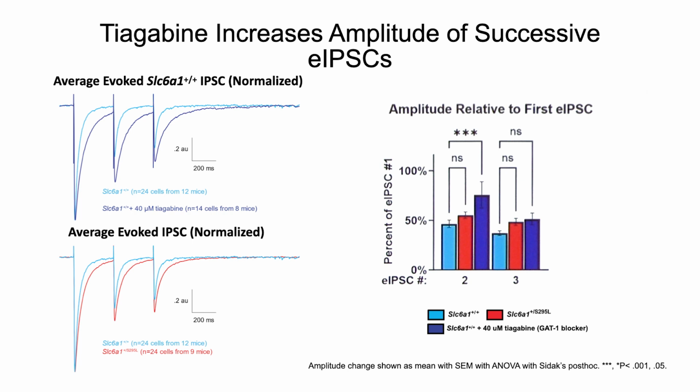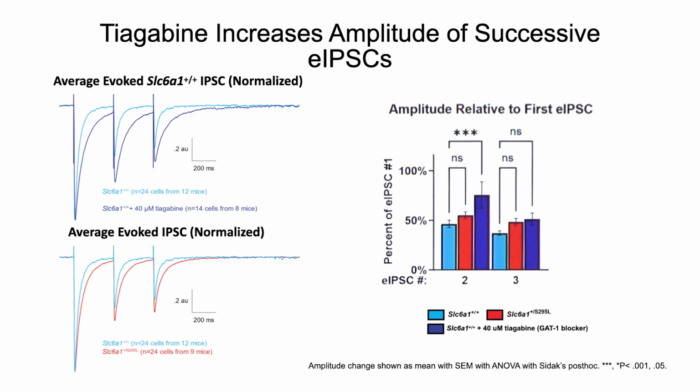So first, I looked at the wild type, and a wild type when I block GAT1 with tiagabine. Basically, the second and the third iPSCs would always be smaller than the first. Here they are plotted, second and third as a percentage of the first. But what I actually found is when I added tiagabine, instead of decreasing, the second and third iPSCs would increase relative to how they would be without tiagabine. That's what you can see here between the light blue and the dark blue. And then the cell mice, those amplitudes were kind of in between. This was not a statistically significant difference, but I think you can still appreciate this kind of stepwise increase.